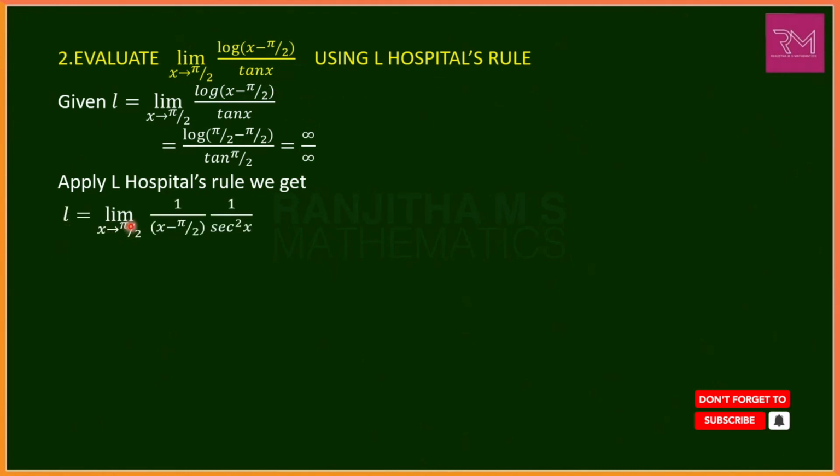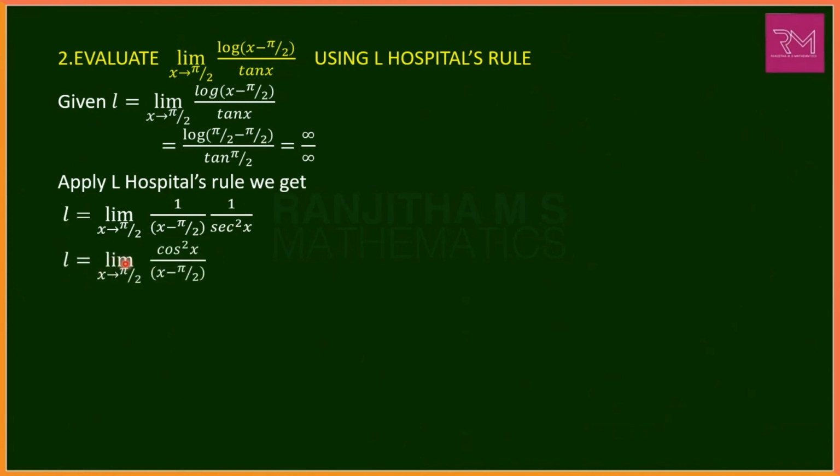We get L is equal to limit of, here we have to differentiate the numerator first, that is log of x minus pi by 2. This is of the form log x. Divided by, here we know the differentiation of tan x is secant square x. If we apply L'Hospital's rule, we get 1 by x minus pi by 2 in the numerator divided by secant square x divided by 1. We can rearrange the term as 1 by x minus pi by 2 into 1 by secant square x. Here in the place of 1 by secant square x, we substitute cos square x. We know that the reciprocal of cos square x is secant square x.